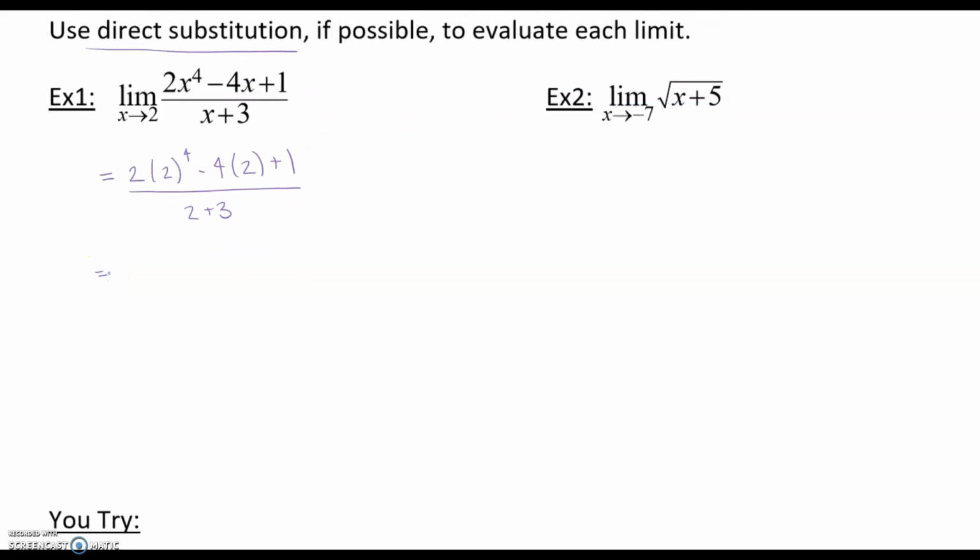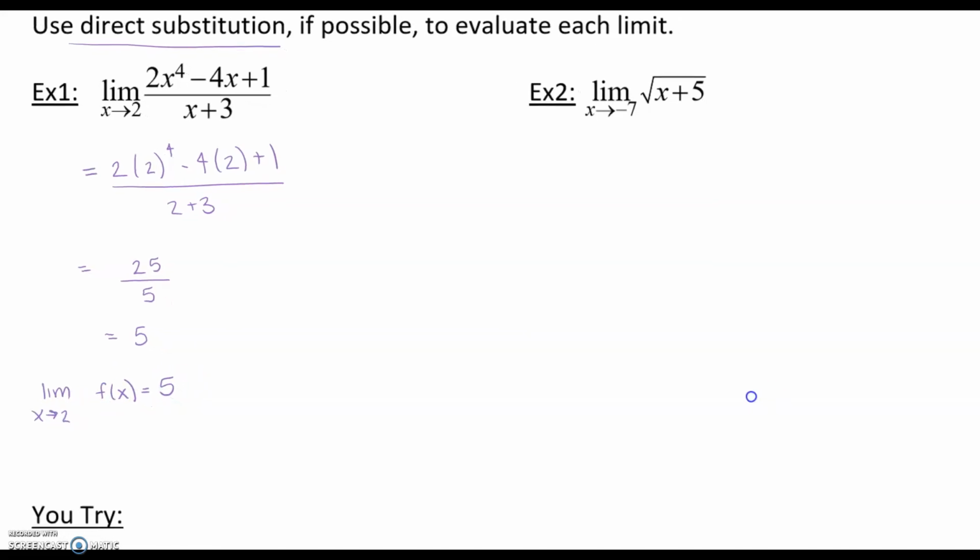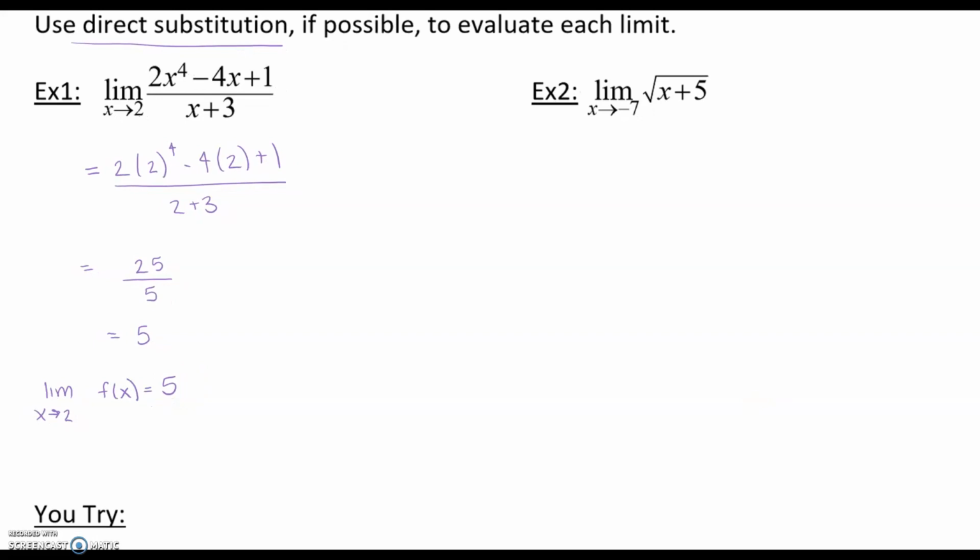Anyways, so 2 to the 4 times 2 minus 4 times 2 plus 1. I just put that on my calculator. It's 25. 2 plus 3 is 5. So this is 5. So the limit, you could rewrite this if you want: the limit as x approaches 2 of f of x, that function, is going to be 5.